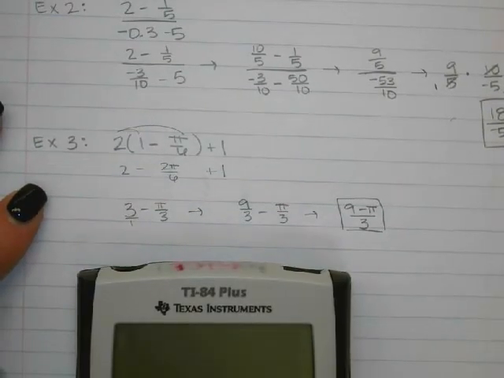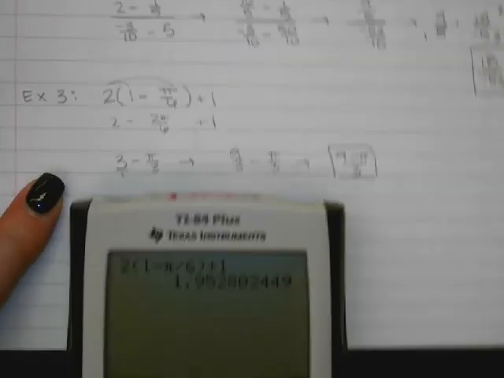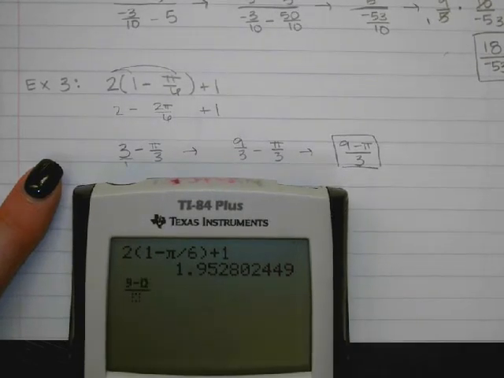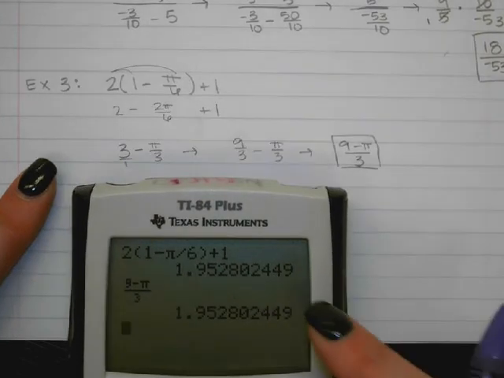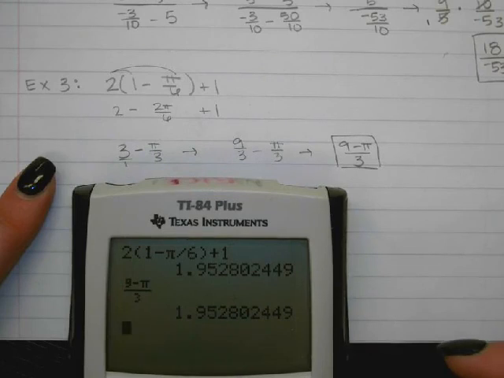Now I'm still going to go back and check my answer, and I would say that's a really good habit to get into on any problem where you're not allowed to use a calculator, is just to check it when you're done, so that you don't find yourself making mistakes over and over and over again. So I typed in the original problem, I typed in my final answer, and my decimals match, so I know I'm good.